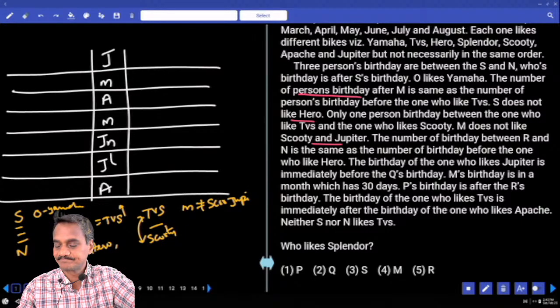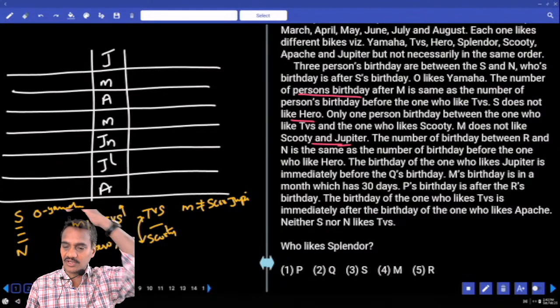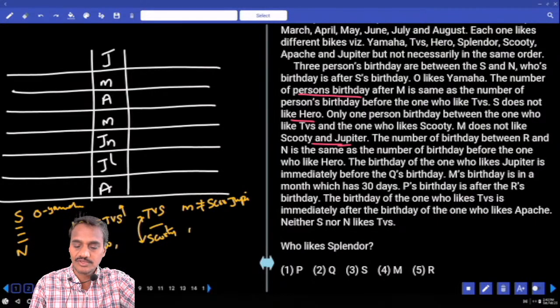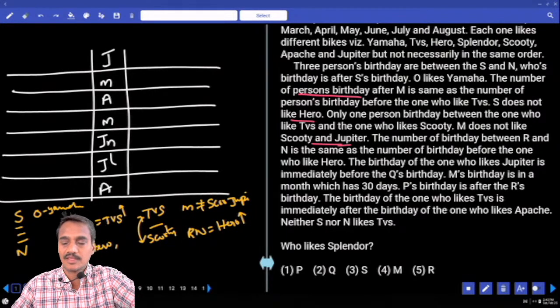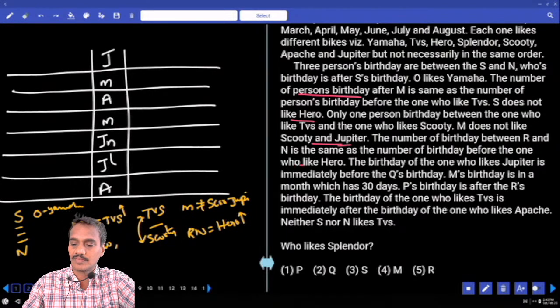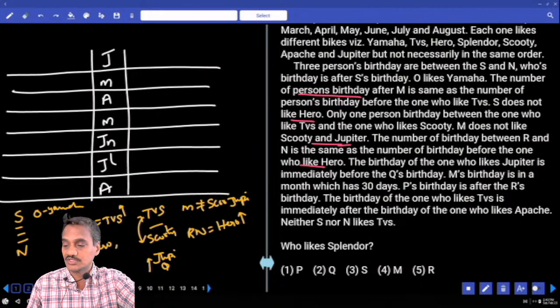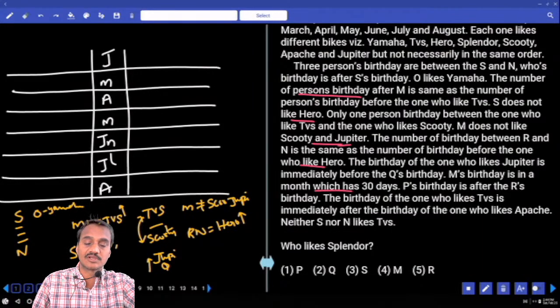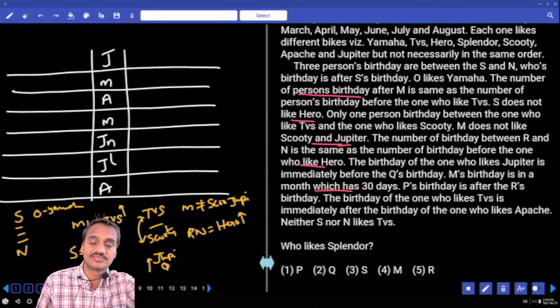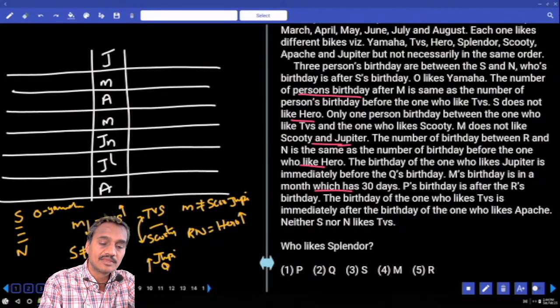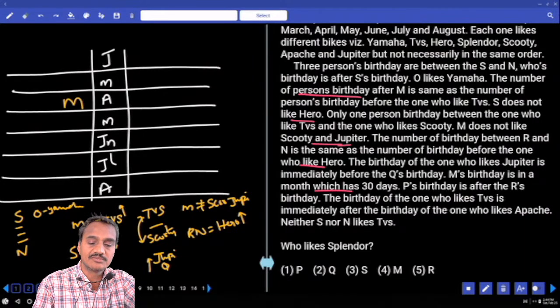And next, the number of birthdays between R and N is the same as the number of persons before Hero. The birthday of the one who likes Jupiter is immediately before Q. M's birthday is in a month which has 30 days. What are the possibilities? M can be either in April or in June.